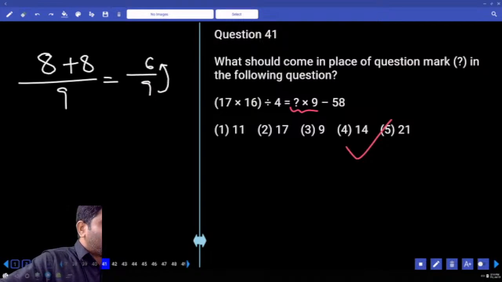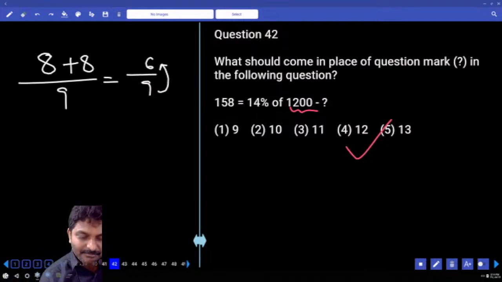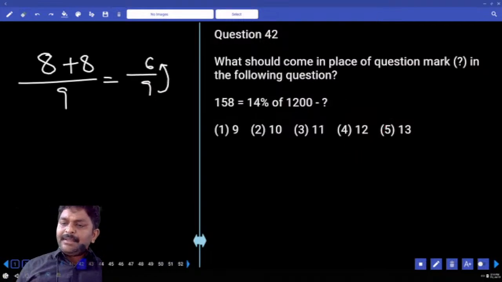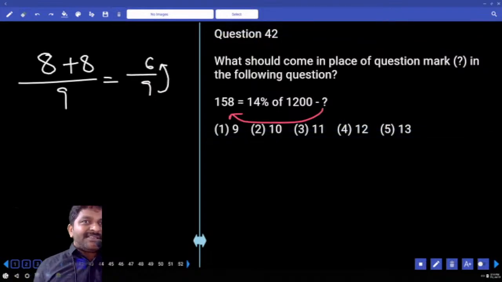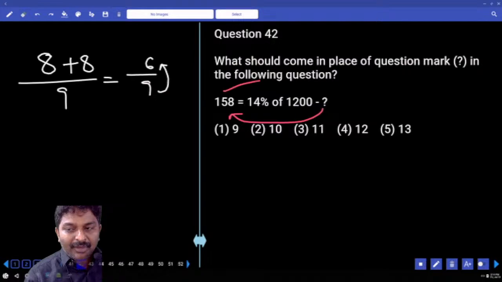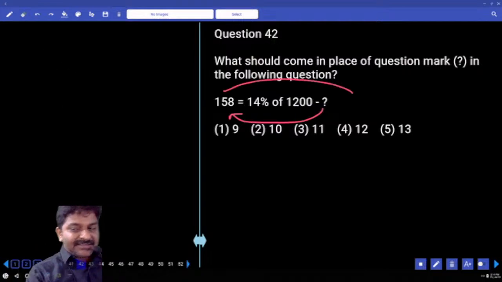Yes, come on. Minus x comes to left hand side because that is a negative side, correct? 158 goes to the other side. Is that okay?